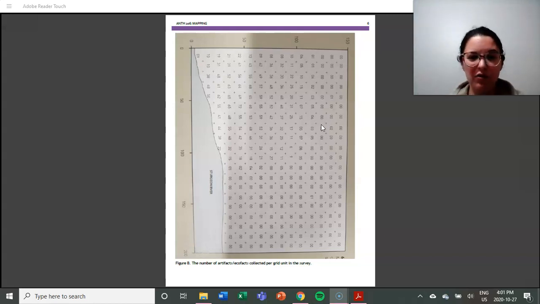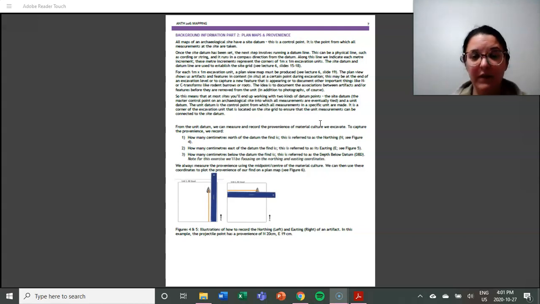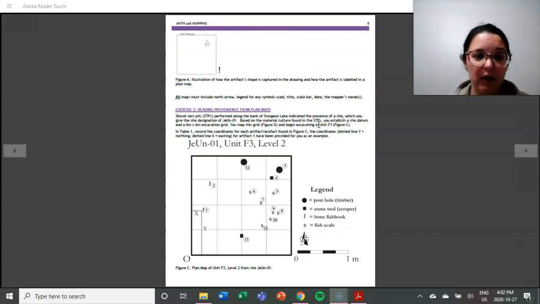And I hope that my demonstration, although a little choppy because of the technology issues, will make this clear. The second part involves reading provenience off of existing maps, okay? And so in here, I go through the background of how we set up excavation grids and excavation units, what a datum is, and all these various points, right? So make sure you read through this. And then after you read through this, you'll want to start to take a look at the activities.